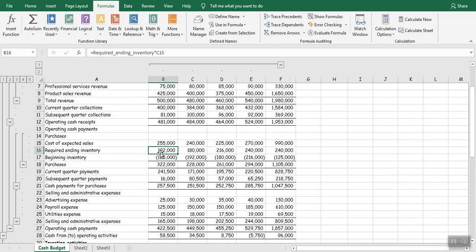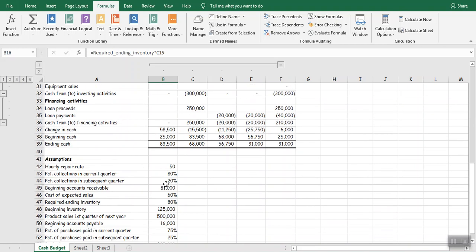Required ending inventory, meaning we buy a little bit extra. We don't want to just buy enough to put on the shelf and then run out. We want to have some stuff left over on the shelf, some paddle boards left over. So this is our ending inventory. Required ending inventory is provided, right?